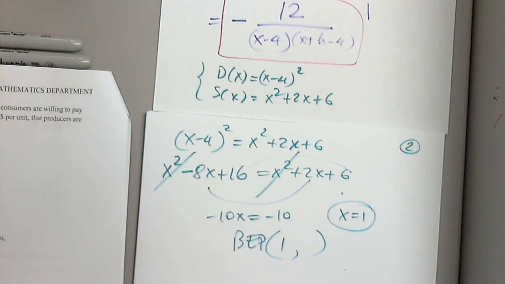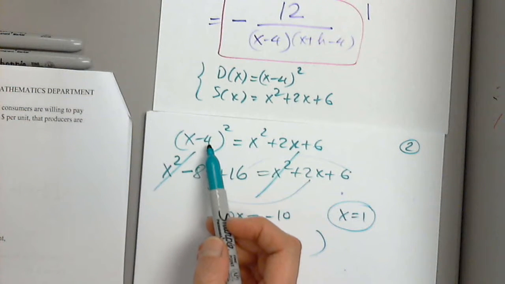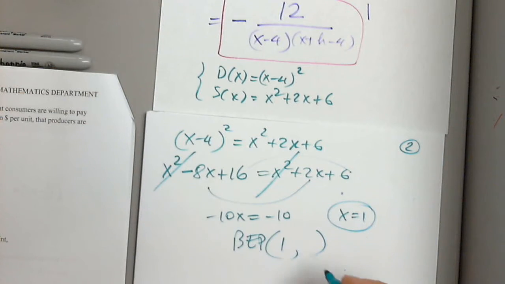How do I determine the y coordinate? Yes, let's do it here. It's the easiest. 1 minus 4 is? Negative 3. And negative 3 squared is? 9. Indeed. So that's the break-even point. Any questions on the break-even point?